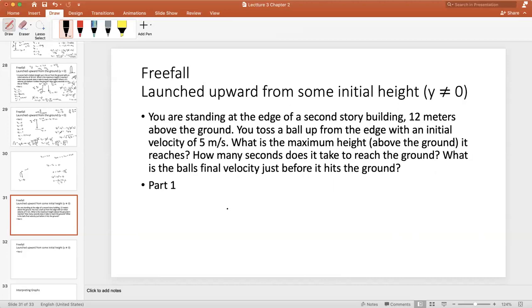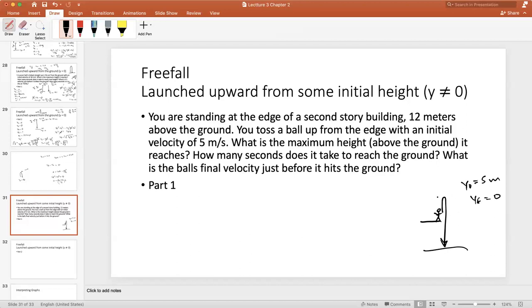One thing here: you're standing at the edge of a building, 12 meters above the ground. You toss the ball from the edge with an initial velocity of 5 meters per second. What is the maximum height it reaches? How many seconds does it take to reach the ground? What is its final velocity? So in this problem, I'm assuming that you're standing on the edge of a building and you throw a ball up. And the point here is that now y initial is going to be 5 meters and y final will be 0. So we can't assume that the total time is double the time up.